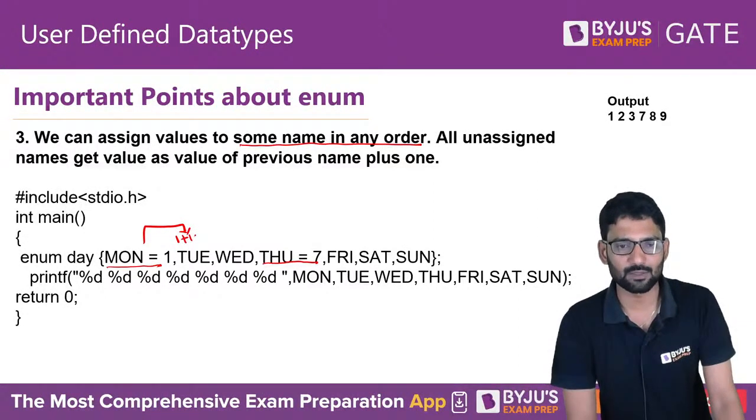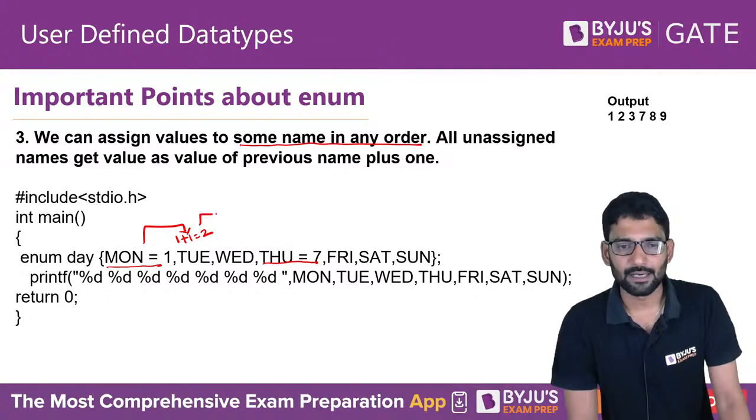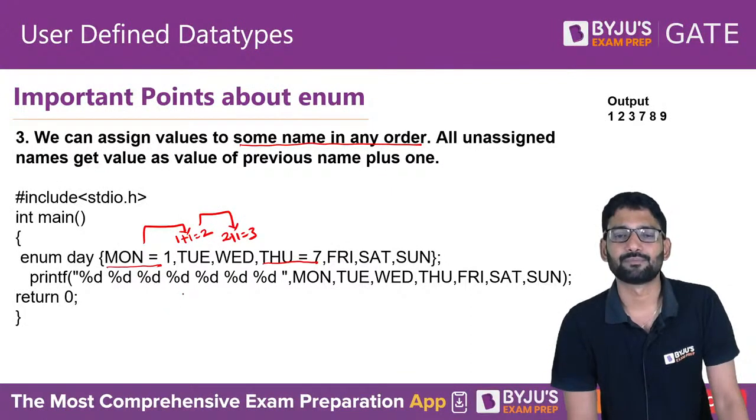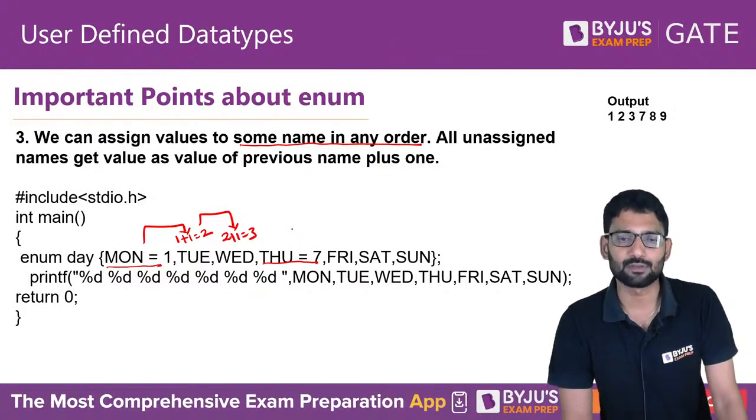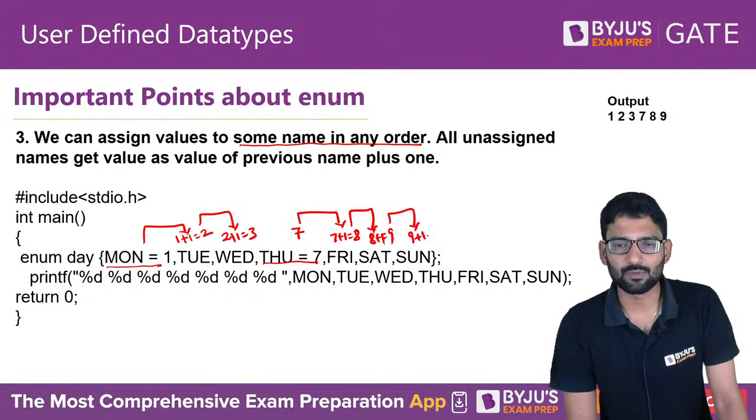So 1 plus 1, 2. Wednesday's value would be its previous value plus 1, 2 plus 1, 3. Thursday you have given 7, so it will take 7 only. And Friday is not assigned, so its previous value plus 1, 7 plus 1, 8. And for Saturday, 8 plus 1, 9. And for Sunday, 9 plus 1, 10.